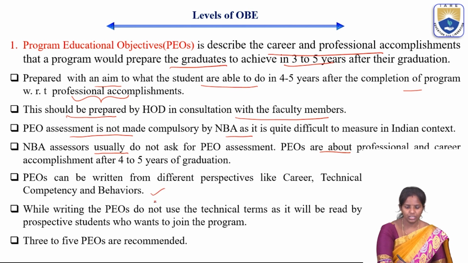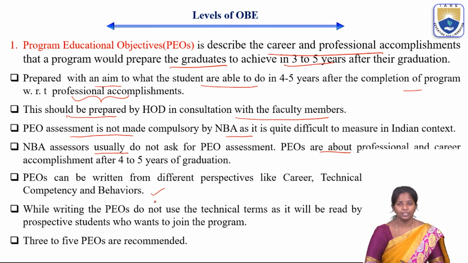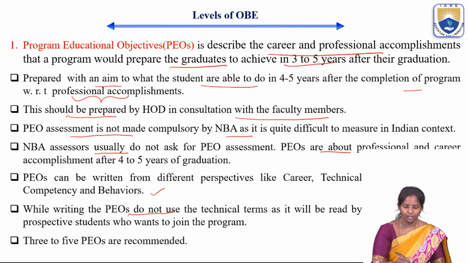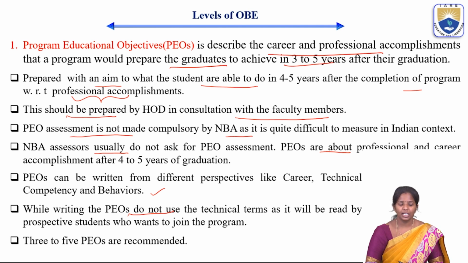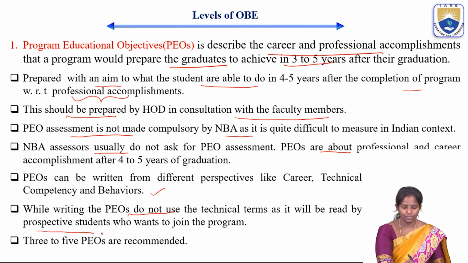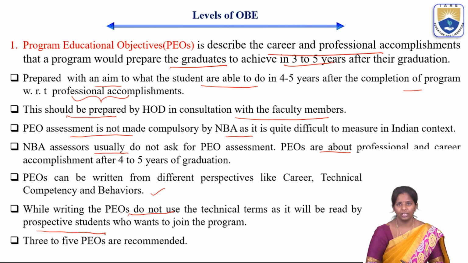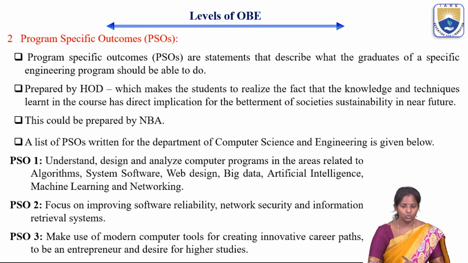So PEOs can be written from different perspectives like career, technical competency and behaviors. So while writing PEOs, do not use technical terms, as it will be read by the prospective students who want to join the programs. So 3 to 5 PEOs are recommended. So we will see what those are in detail.